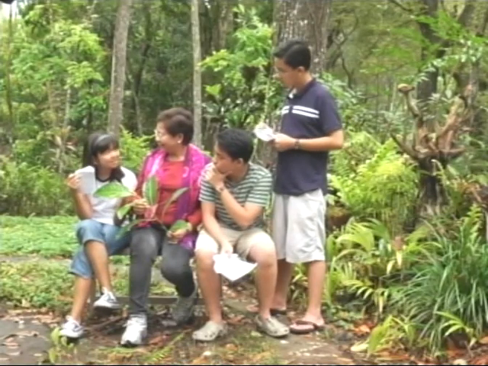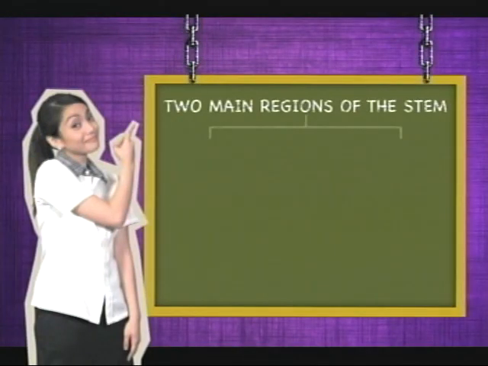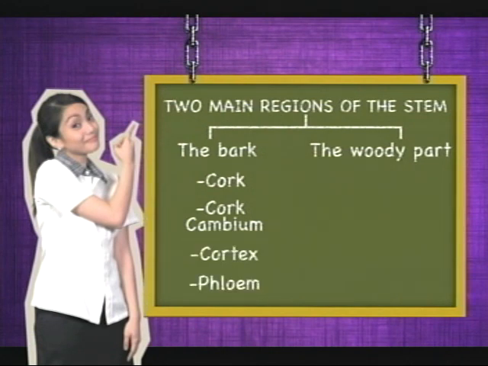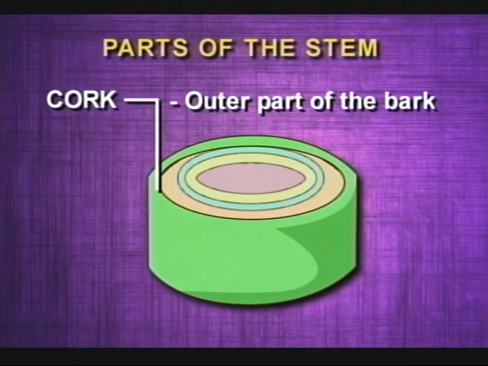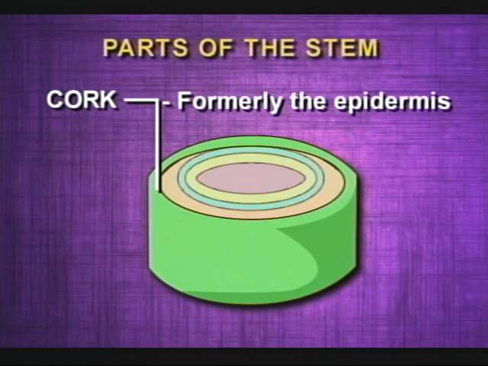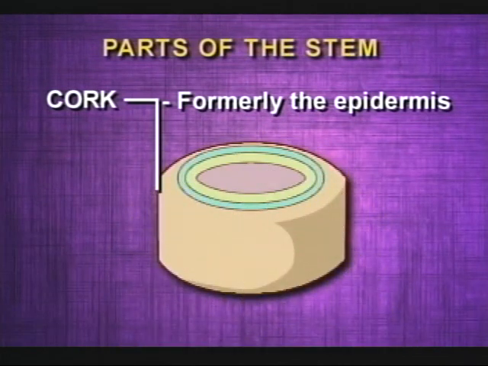Ma'am, what do you find inside the stem? That's a very good question, Ashley. A cross-section of a woody stem would show two main regions, the bark and the woody part. The bark is composed of the cork, the cortex, and the phloem. The cork forms the outer part of the bark. In younger stems, this is formerly the epidermis. But as the stem increases in diameter, the epidermis can't expand to keep up with the circumference of the stem. The epidermis breaks off and dies.